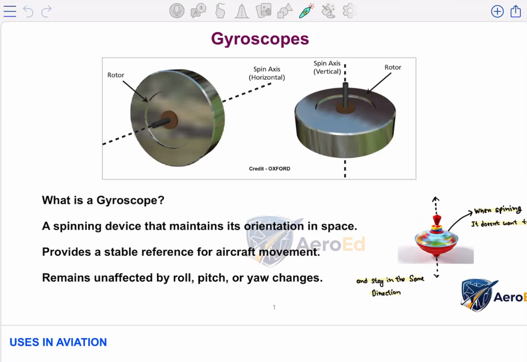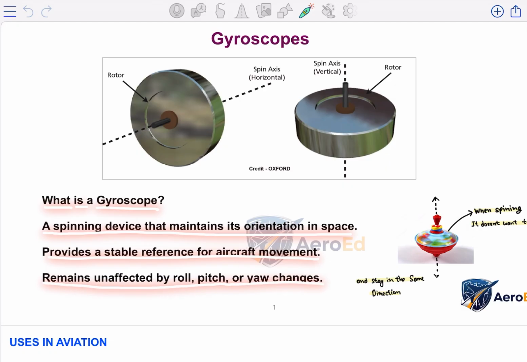Hello future pilots, let's start the next chapter of instrumentation, which is the gyroscope. So the first question that should come to your mind is, what is a gyroscope? A gyroscope is a spinning device that maintains its orientation in space, provides a stable reference for aircraft movement, and remains unaffected by roll, pitch or yaw changes.